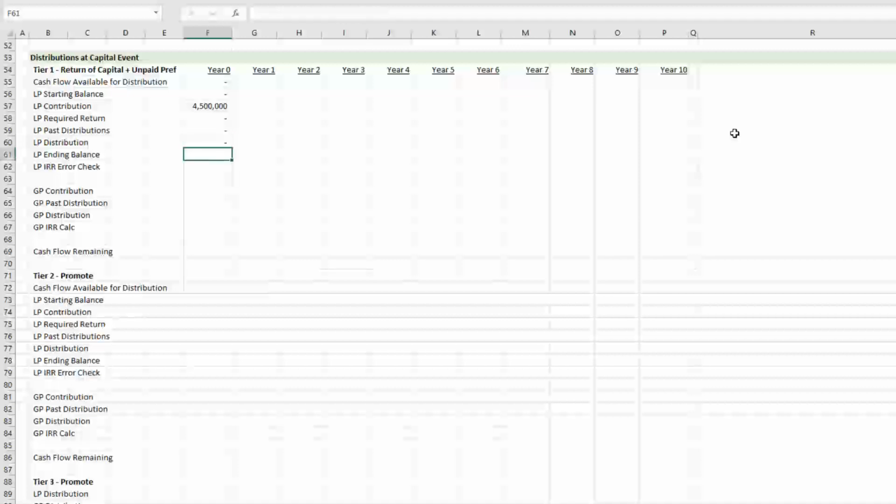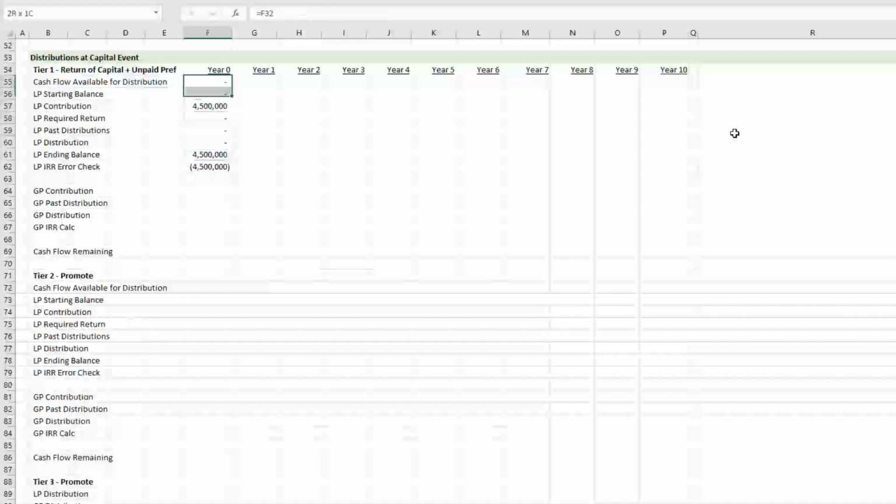Then we have an ending balance. What's the ending balance? Well, it's equal to the starting balance plus any contributions plus any required return minus any past distributions minus any actual distributions in this tier. That's our ending balance. And our IRR error check is equal to, and this is our cash flow, our net levered cash flow, or net cash flow line for the LP here. So it's equal negative contribution plus distribution past and distribution present.